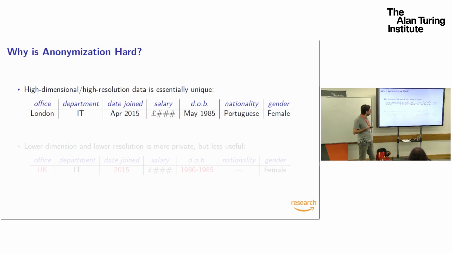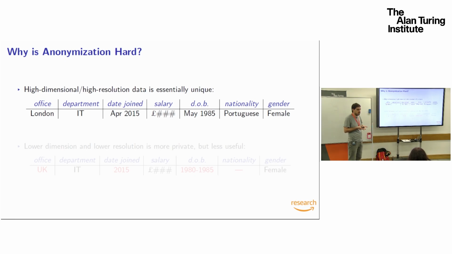But the problem is that, if you don't have any side knowledge, that might seem very anonymous to you. But if you know that person, if you work at that company, right? You know there might be only one Portuguese female that joined the IT department in 2015. So from just seeing this table, I could infer the salary of this person.